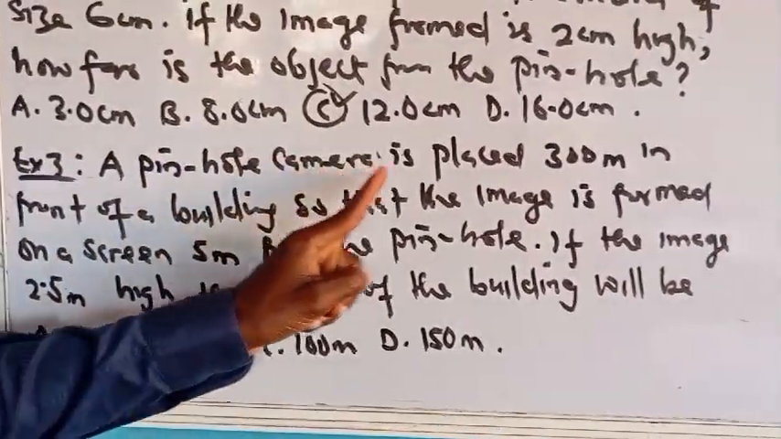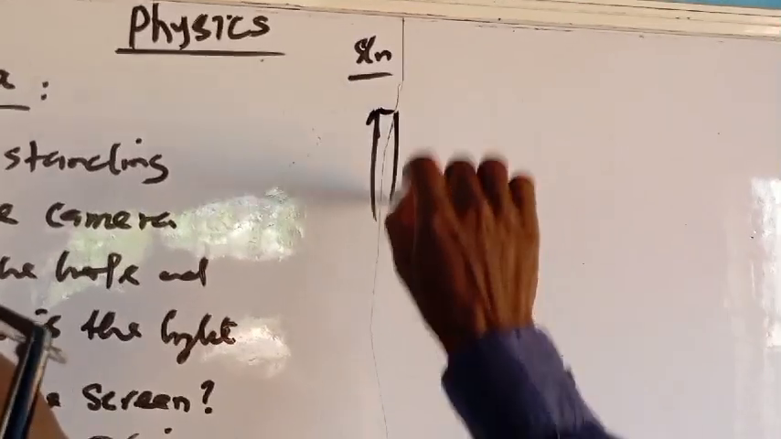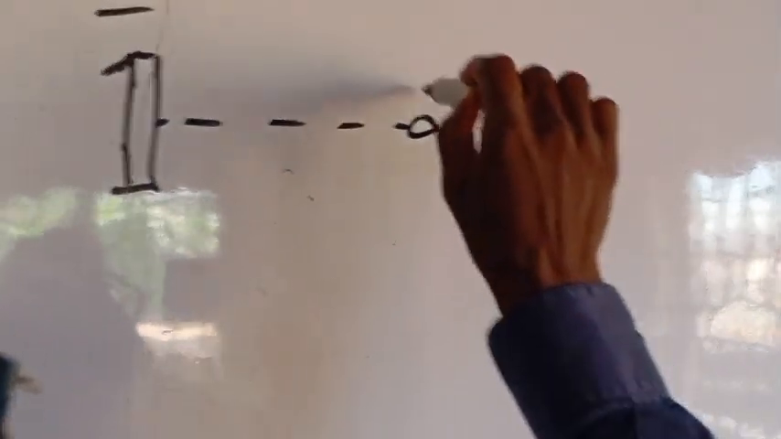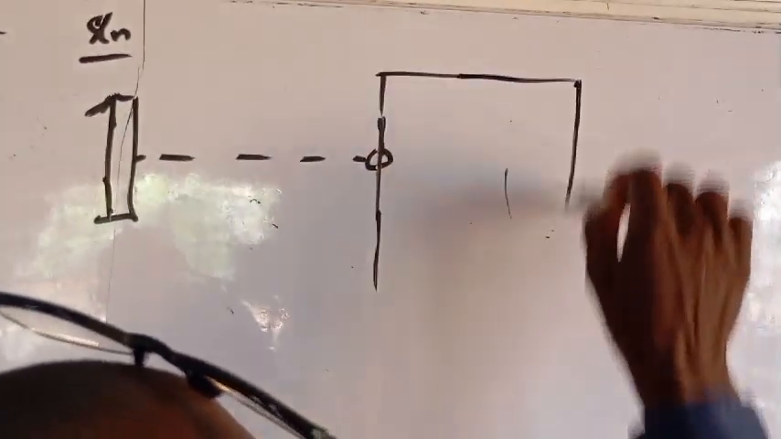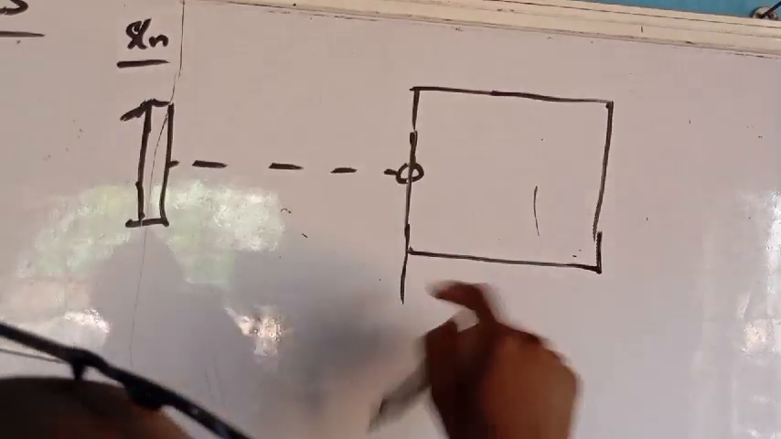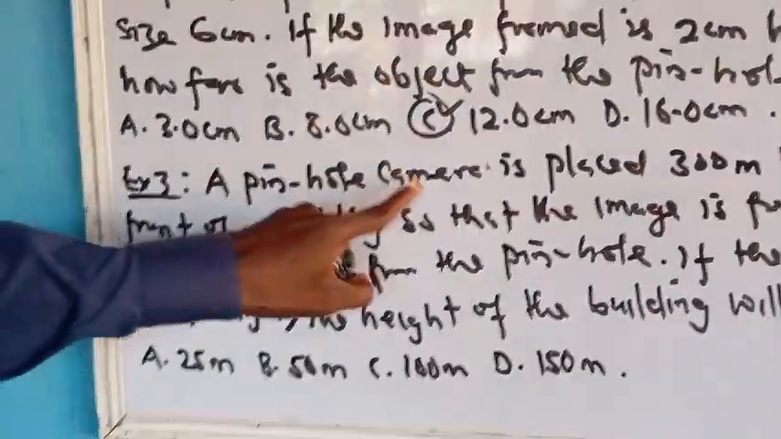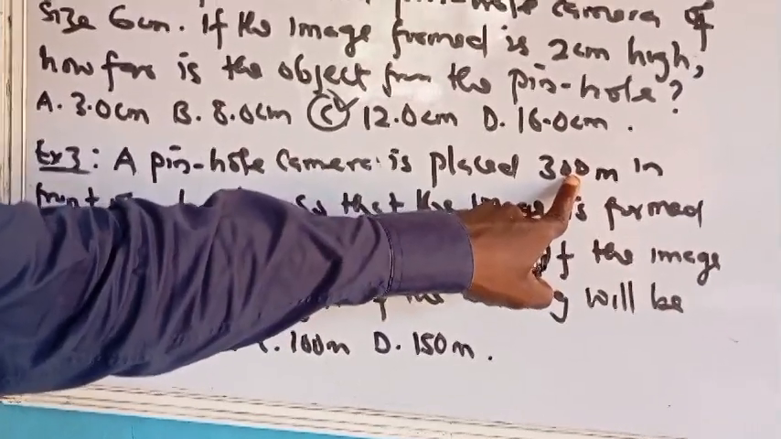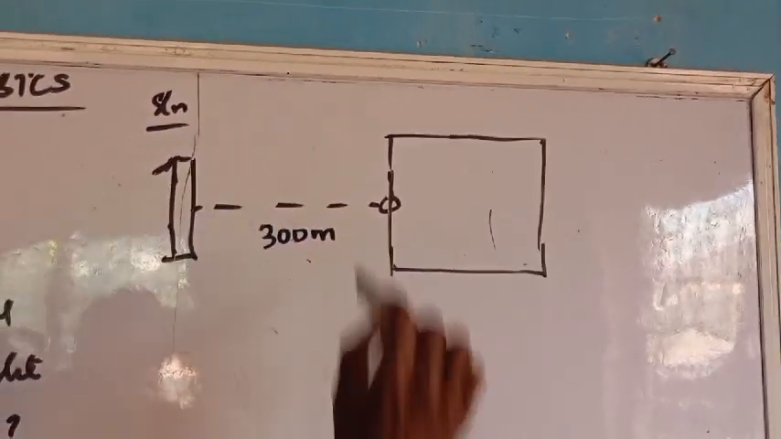Now, this is example 3. A pinhole camera is placed 300 meters in front of a building. Now, let's take this as the building. If we take this as a building, it's placed in front of a pinhole. Now, there's a building in front of it. The question is that a pinhole camera is placed 300 meters in front of a building, meaning from here to here is 300 meters.